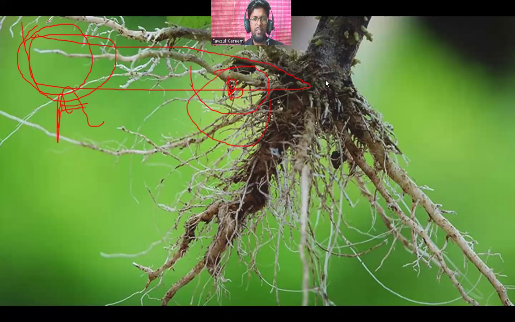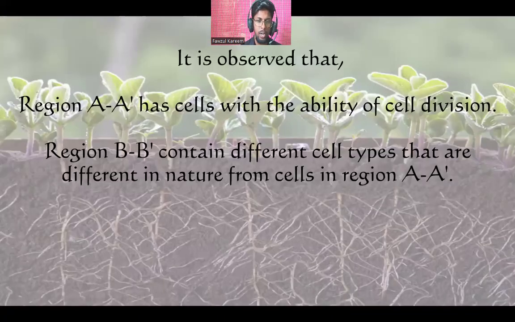We'll discuss what the reason is. If we take the roots, the tip is soft, but the upper part is hard, rough. So we'll discuss what the reason is, right? What is the reason?